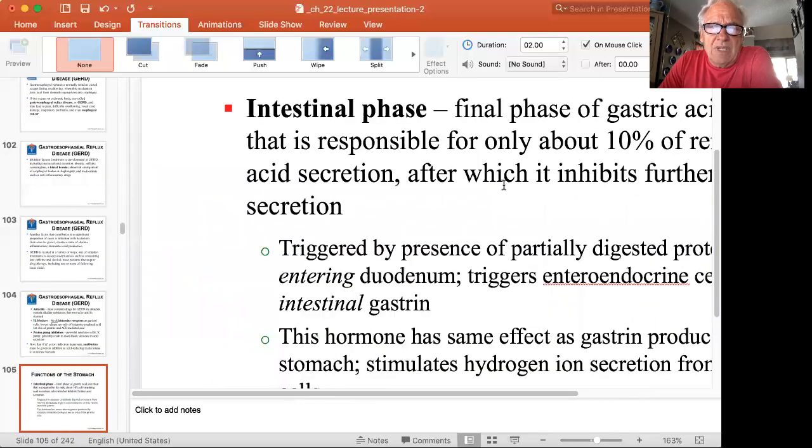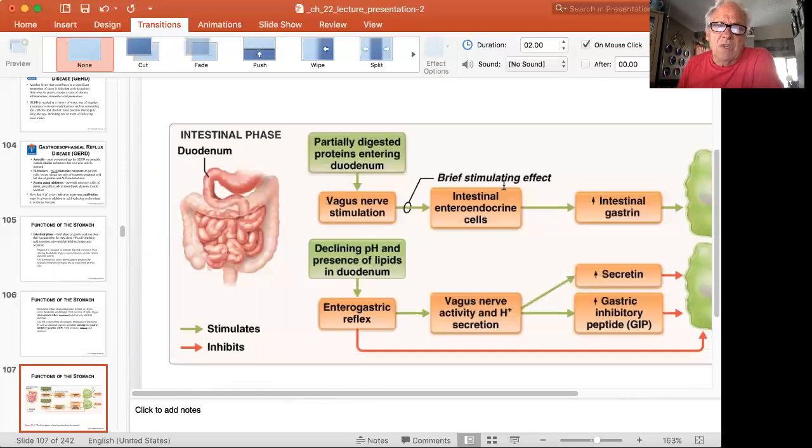Let's get all the way back here. We'll look at the intestinal phase. See, we have partially digested protein entering the duodenum. Now, the duodenum is the part of the small intestine where, remember, the stomach had that pyloric sphincter, and then the pyloric sphincter opens into the duodenum. So if there's partially digested protein entering the duodenum, we don't want that. This stimulates the vagus nerve, and it causes all this stuff to continue, intestinal gastrin in this case.